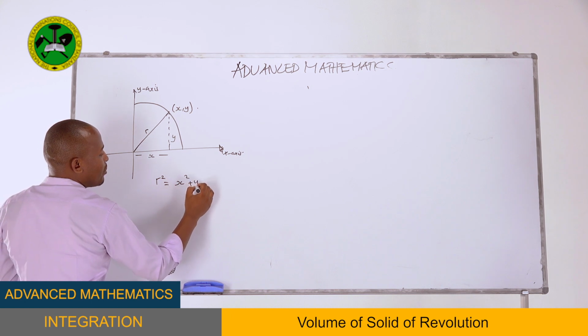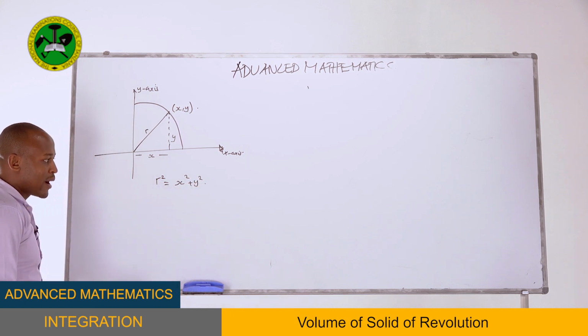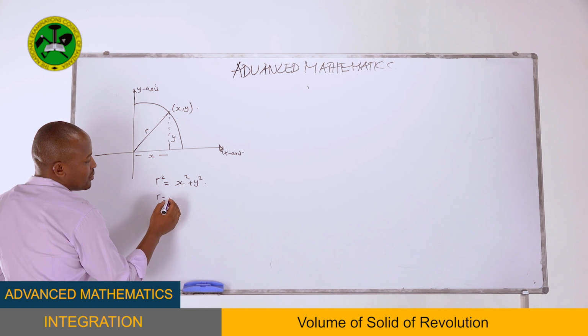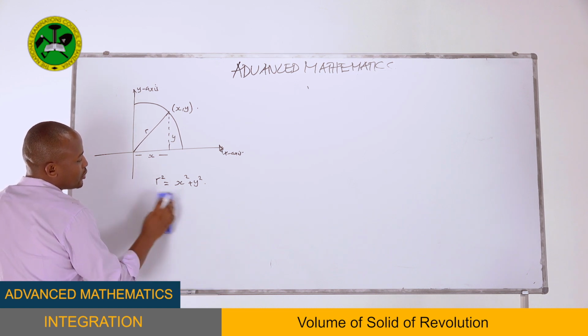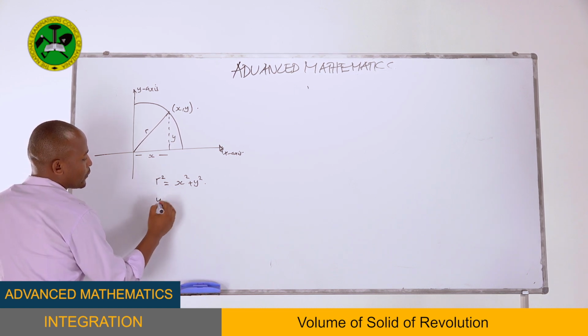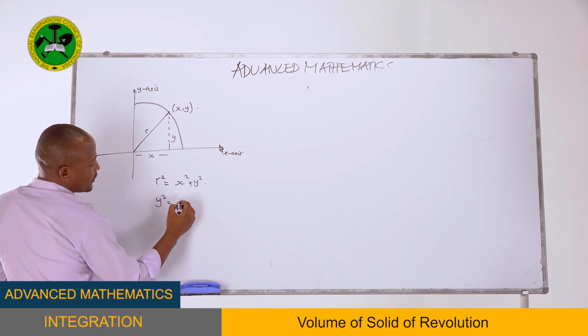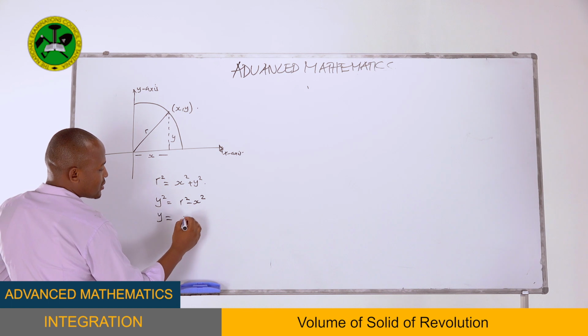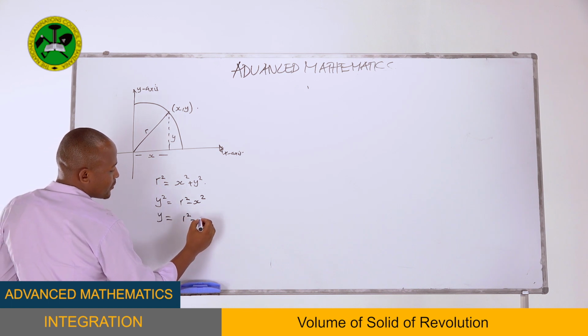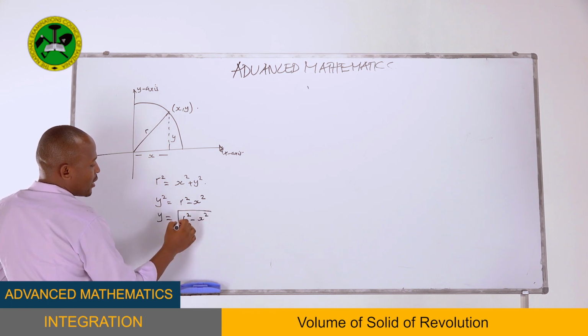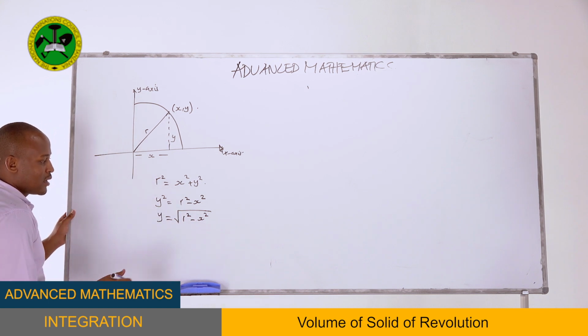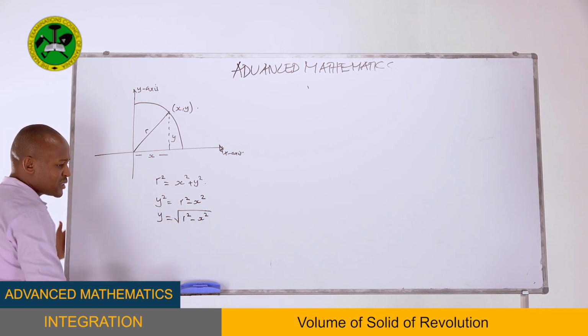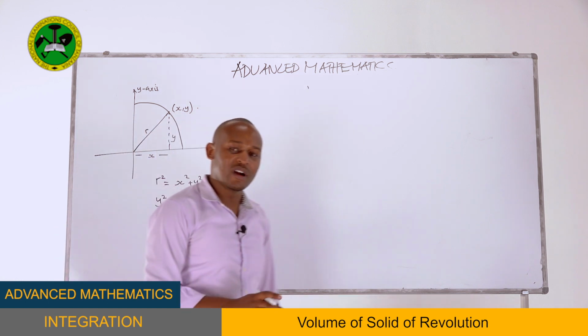Equals x squared plus y squared. So let's use the function, y squared will be equal to what? r squared minus x squared. So our function will be the square root of r squared minus x squared. That will be our function.